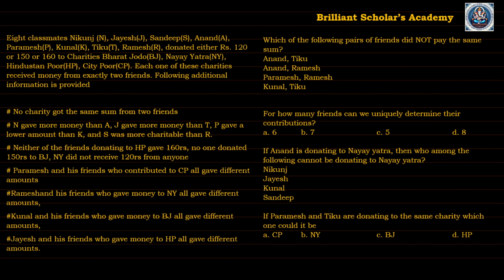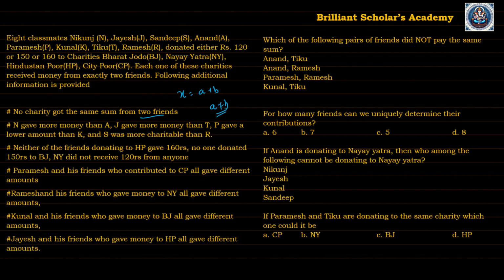Yes. So that confirms. The following additional information is provided. No charity got the same sum from 2 friends. That means if there's a charity X, it will receive money A plus B, and A and B are not going to be the same.